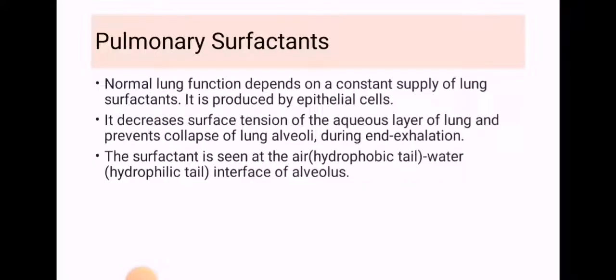Then coming to one of the most clinically relevant topics in biochemistry, that is pulmonary surfactants. The normal lung function depends on a constant supply of the lung surfactant, which is produced by the alveolar epithelial cells, and it decreases the surface tension of the aqueous layer of the lung and prevents collapse of the lung alveoli during end exhalation.